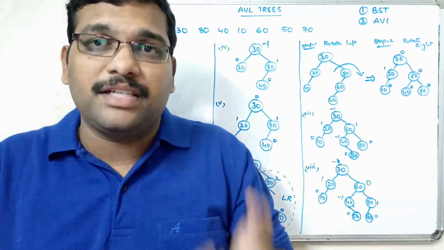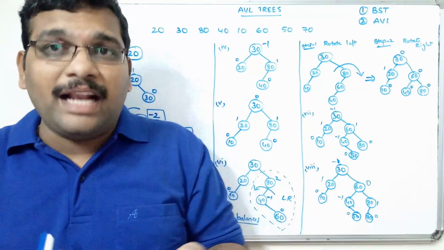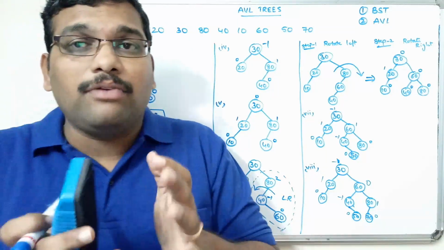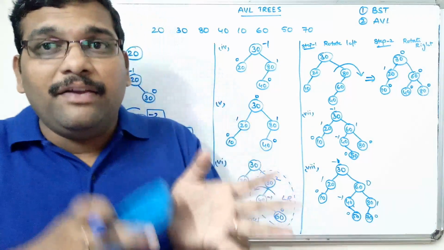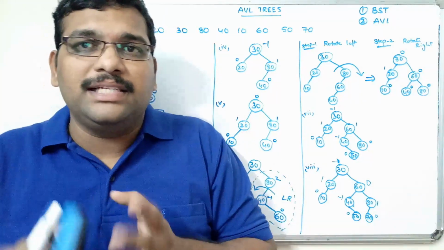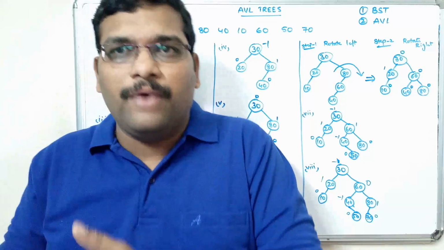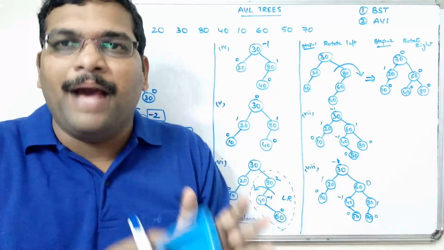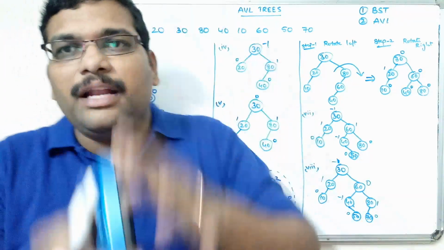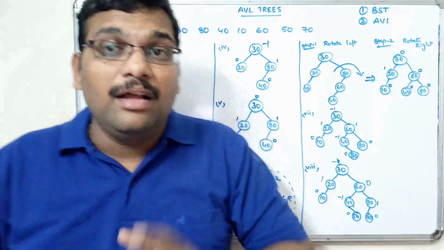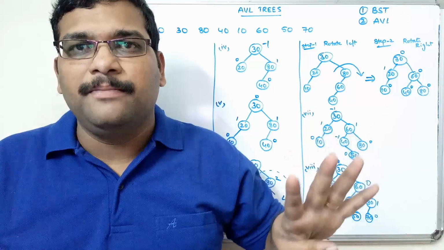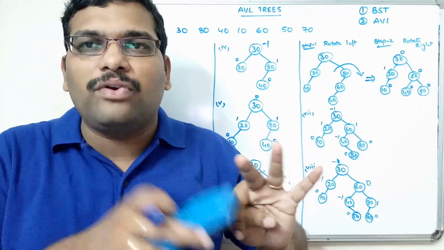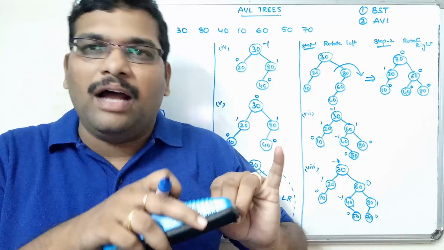So that's the definition of AVL trees, right? Self-balancing binary search tree. For the balancing factor, we have to calculate the height of the left subtree minus the height of the right subtree. If that balancing factor is other than -1, 0 or 1, that tree is an imbalanced tree. For changing that imbalanced tree to a balanced tree, we have to choose one among the 4 rotations: LL rotation, RR rotation, LR rotation, or RL rotation.